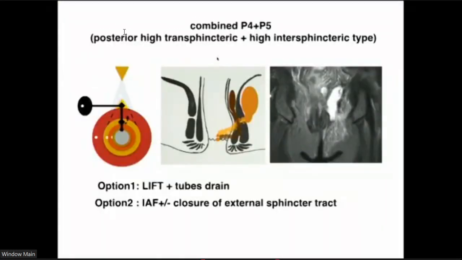In the case P4 part P5, posterior high transsphincteric. High transsphincteric goes out to infralevator and high intersphincteric type. You can use lift with tube then. You can do intra-anal fistulotomy and closure of the external sphincter tract. You can use. In this category, there are many modifications. And maybe you need some experience, but there are many modifications. I show you some, but this is not the whole, just some part.